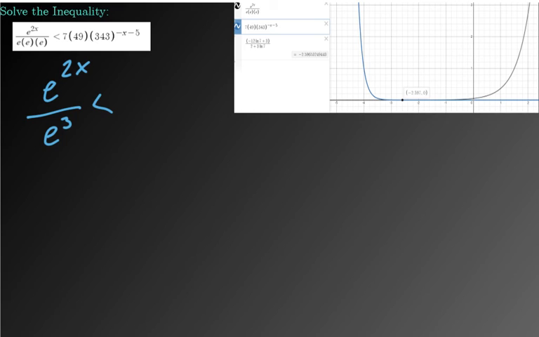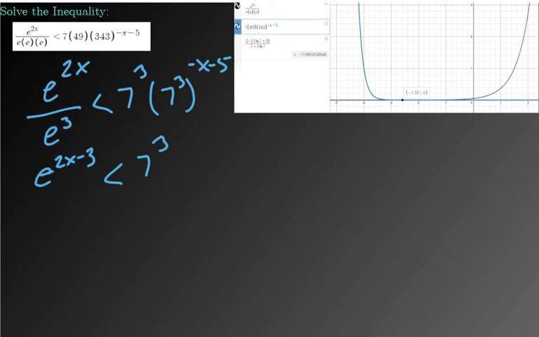So let's do 49 is 7 squared, okay? And times another 7 is 7 cubed. So we'll just do it this way. And then 343 is 7 cubed also. All right, I think this will be more clear. And then properties of exponents here, you can subtract those, right? So you have e to the 2x minus 3 is less than 7 cubed.